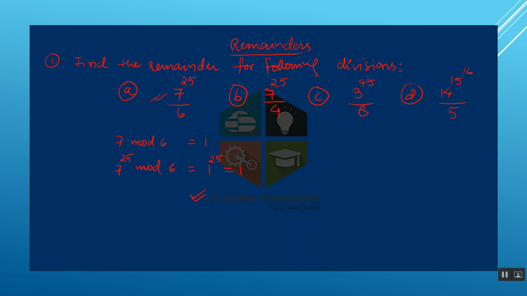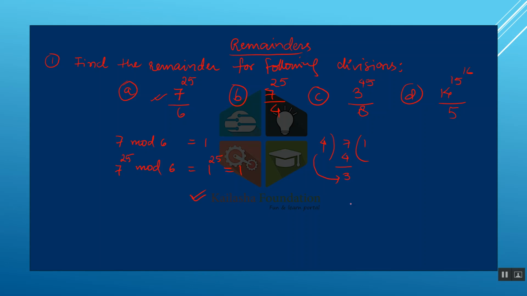Now 7 raised to the power 25 divided by 4. Now what we see is 4 divided by 7. At first we find this. 4 ones are 4. 3 is remaining. 3 is a large number. If we compare it with 4, it is not just 1. It is much larger than 1 as compared to 4. So it is more than half of 4.